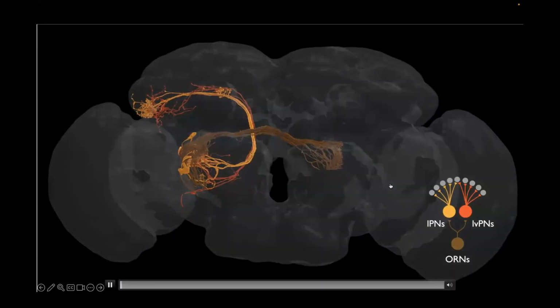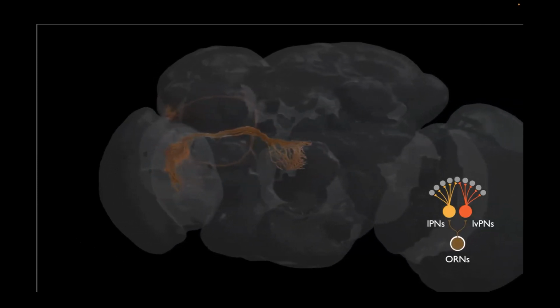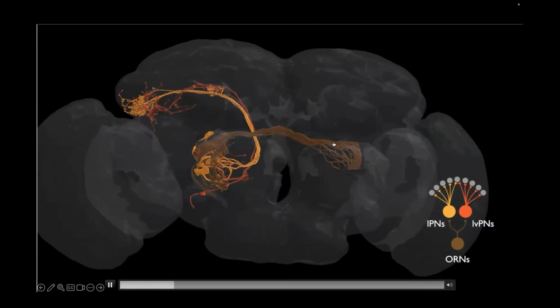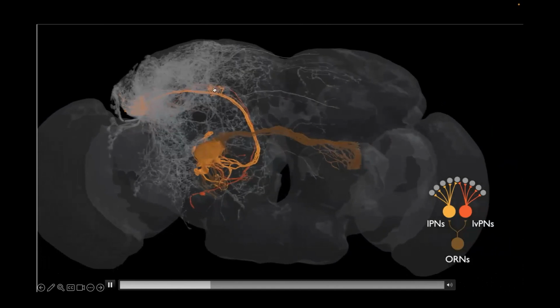And here is a nice video where we can see, I haven't shown really the anatomy of these neurons, but here you see the receptor neurons, and now you see the 2 different populations of projection neurons, 2A and 2B.